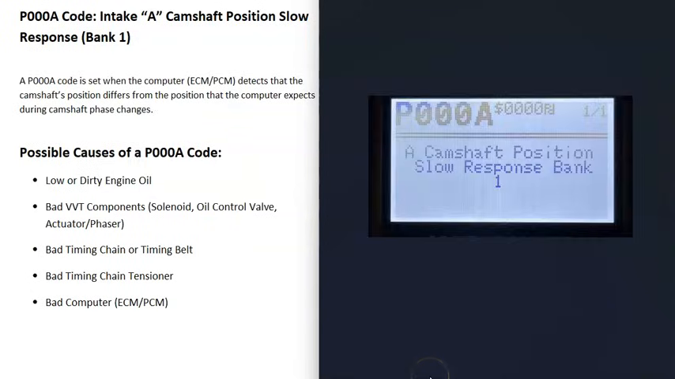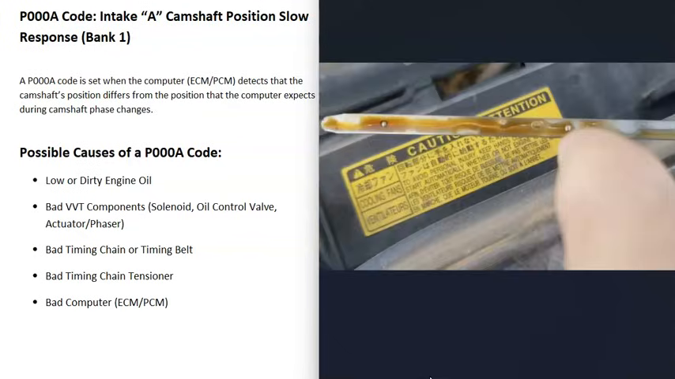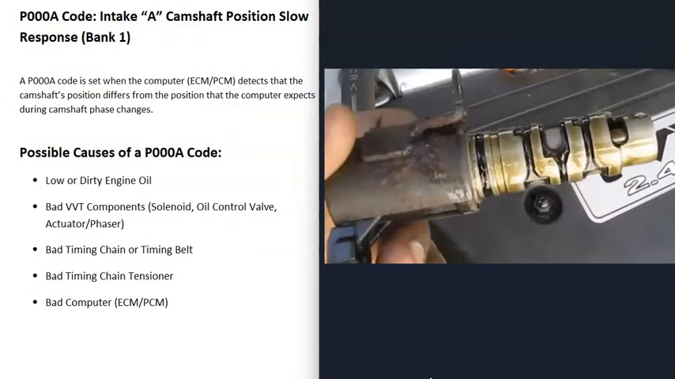And so what would be some possible causes of a P000A code? Well, the first thing that could cause this is low or dirty engine oil. So the first thing to do is go check your engine oil, be sure that's not low, be sure it's not really dirty or anything like this. The next thing that could cause this is bad variable valve timing components.